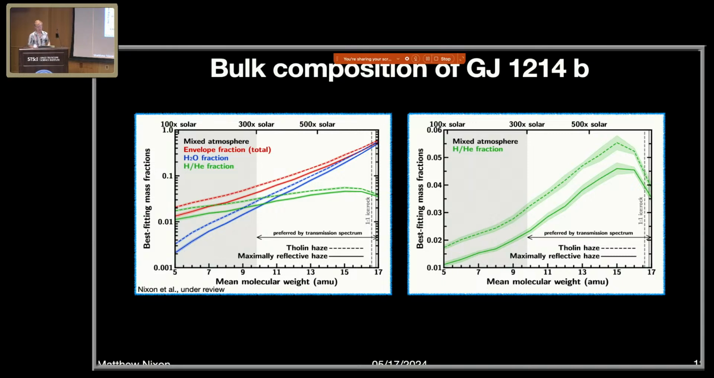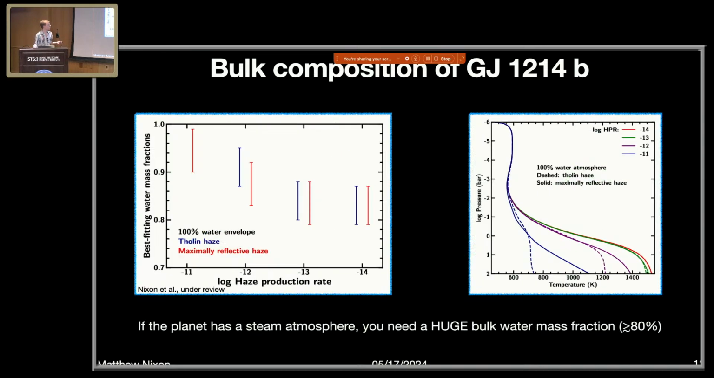So these were the mixed atmosphere solutions, but as I said, there's also this idea of the water world steam atmosphere scenario for this planet. And so I also ran those models to see what the required H2O mass fraction would need to be in order to fit the mass and radius. And as I mentioned, the steam atmosphere you can fit with a number of different haze production rates. So I tried generating these models for different haze production rates that are consistent with the atmosphere.